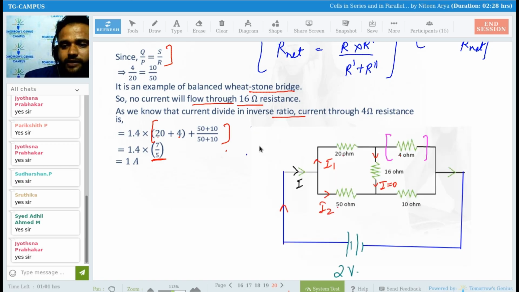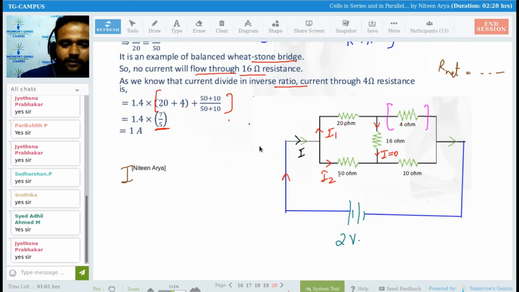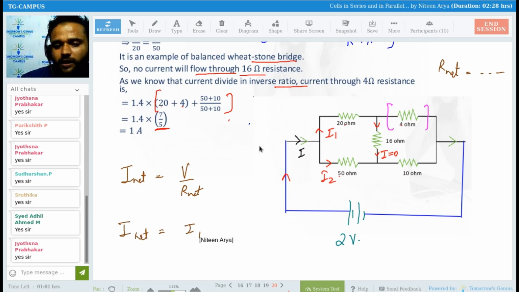Yeah. So once you find this R net, then I net is nothing but, focus here, V by R net, right? Because we have V now. Then I net is nothing but I1 plus I2. So the major thing is how you can find I1.